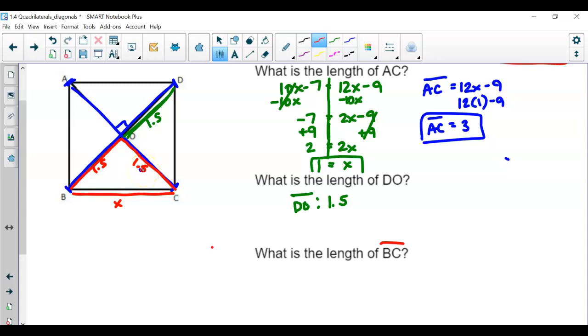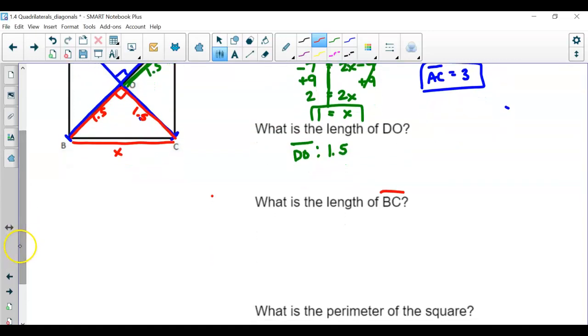We also know that they're perpendicular to each other, creating that 90 degrees. So again, what do you notice? What did we just create? A right triangle. And again, what do we use to find the length of a side of a right triangle? Pythagorean theorem. So go ahead and pause the video, set this up, and let's see what you get.